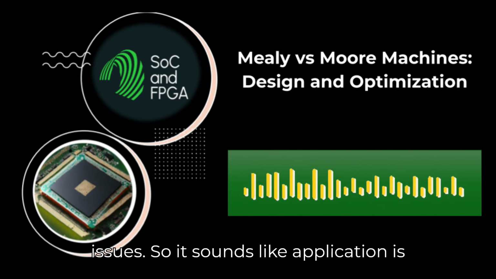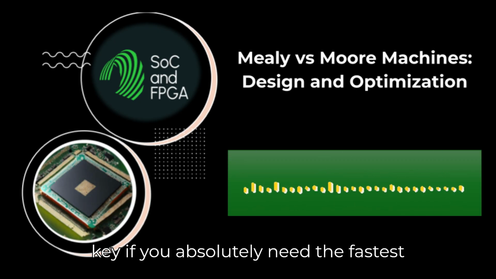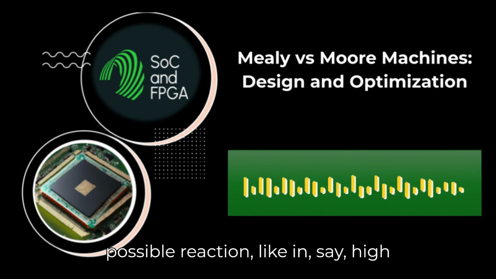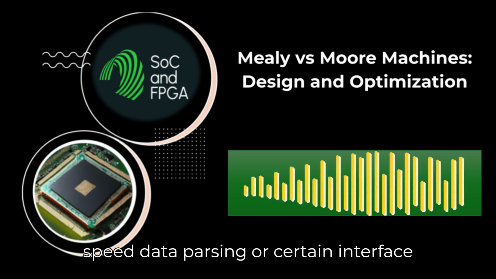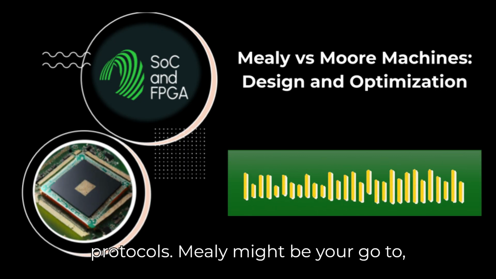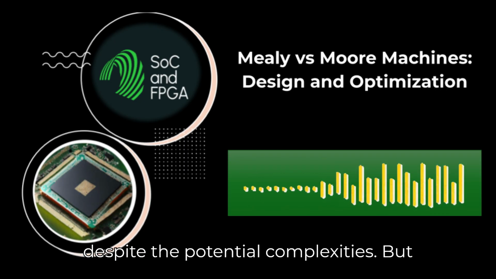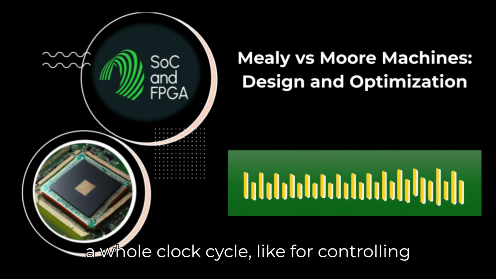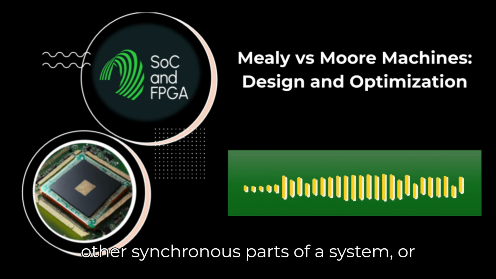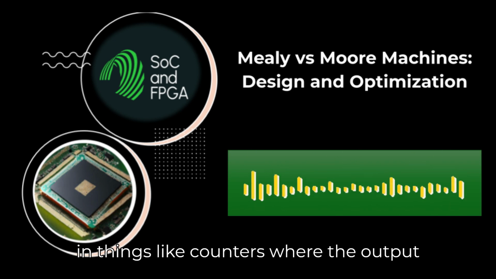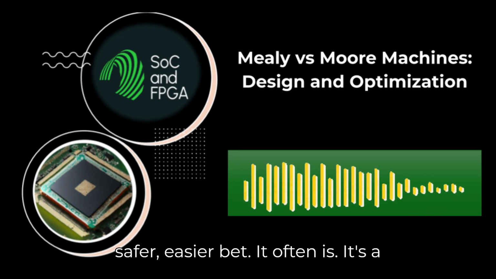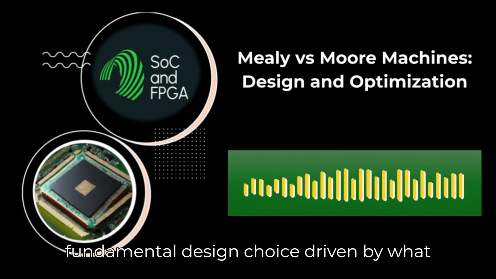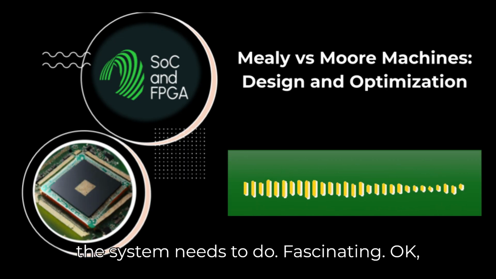So it sounds like application is key. If you absolutely need the fastest possible reaction, like in, say, high-speed data parsing or certain interface protocols, Mealy might be your go-to, despite the potential complexities. But if you need guaranteed stable outputs for a whole clock cycle, like for controlling other synchronous parts of a system or in things like counters where the output needs to be clean, Moore is often the safer, easier bet. It often is. It's a fundamental design choice driven by what the system needs to do.